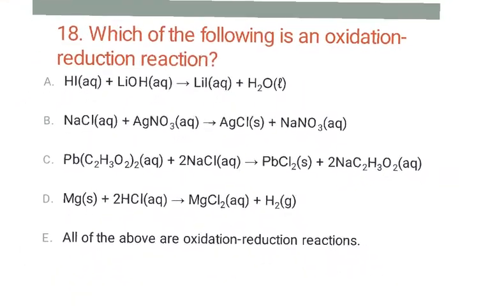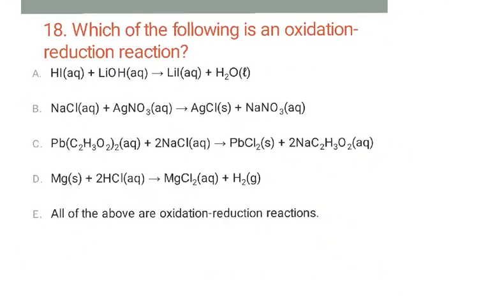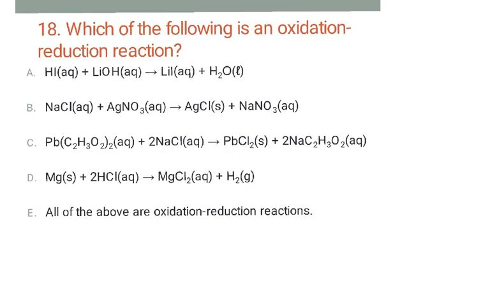Alright, let's look at number 18. Let's classify each one of these reactions. So the first one, you have something that has hydrogen in it. So it's hydrogen bonded to this nonmetal. This is an acid, right? So this is hydroiodic acid. And then you have another thing, lithium hydroxide. This lithium hydroxide has an OH group. So that means it's a base. So you have an acid and a base in the reactants.